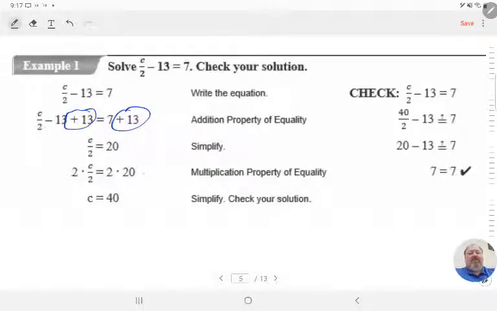Now, just like yesterday's lesson or the lesson before, we would multiply both sides by 2, and that would give me c equals 40. I then could plug 40 in for the c, and I get 40 divided by 2 is 20. 20 minus 13 is 7, so 40 must be my answer.